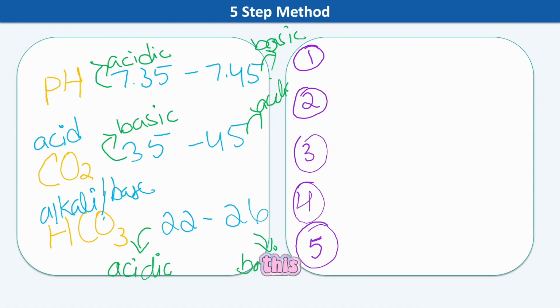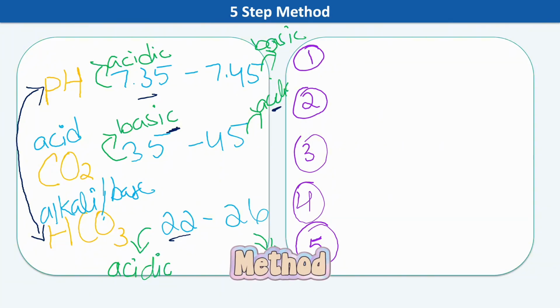Let me explain this. Just look at the pattern. The pH and our bicarb are almost the same: if the value goes down, it's acidic. The only thing opposite here is carbon dioxide. It's opposite to both. We have a base if it goes down and acid if it goes up. So write it down, take it in, and I'll show you how to do the 5-step method.